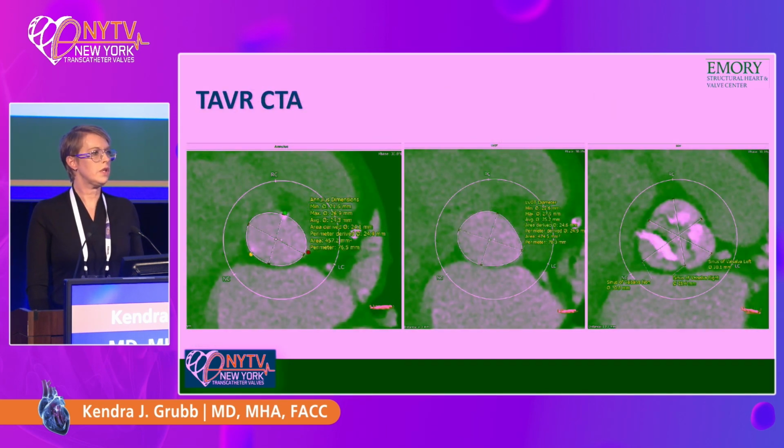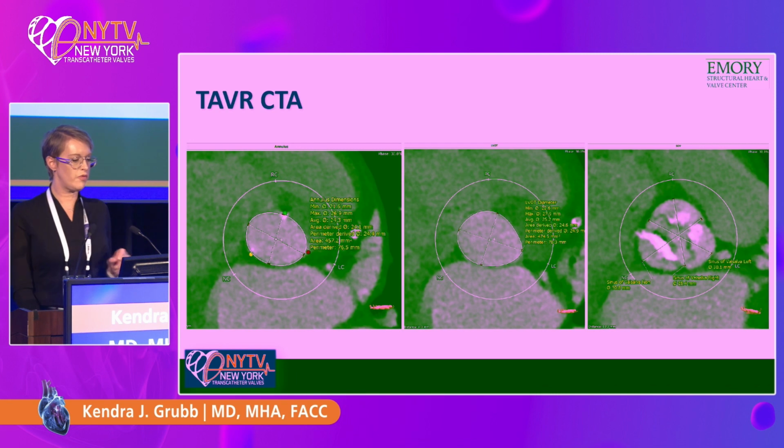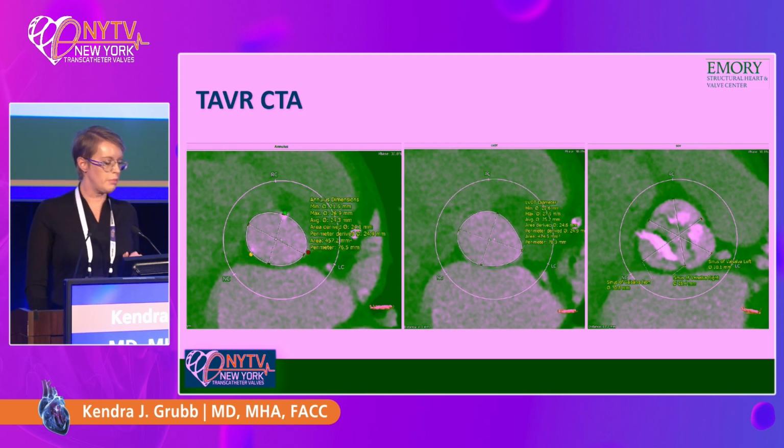He presented to our valve clinic to discuss TAVR versus SAVR, and so every patient starts with a CT scan, and this will be my one surgical pitch. I do believe that every patient, even those referred just to a cardiac surgeon, should have a CT first, so you understand the anatomy. Here you can see that his annulus measures 76 as perimeter.